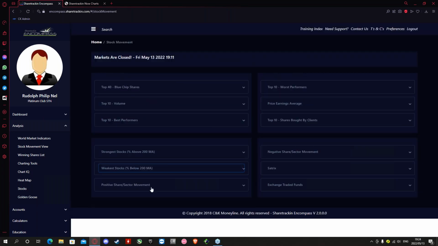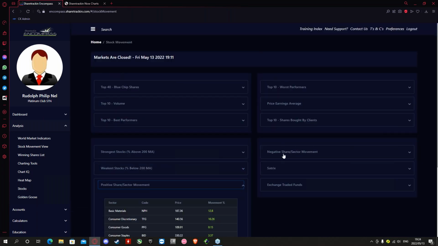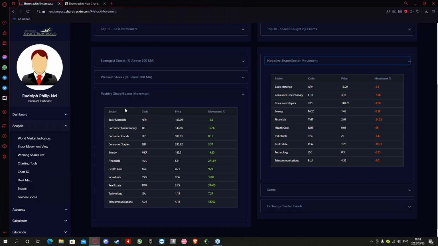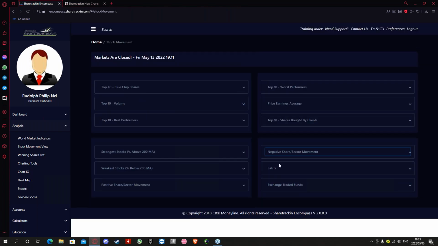Then you've got your positive share sector movement and your negative share sector movement. So this takes the sectors. In basic materials, for instance, NPH would be the best share in that sector, whereas APH would have been your worst share in that sector. So it only shows you in those sectors which are your best shares and which are your worst shares. Then next you'll find Satchex and exchange traded funds.